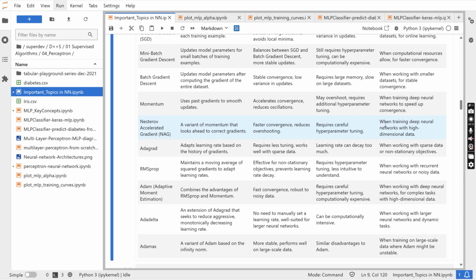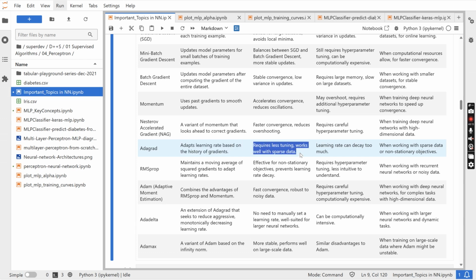Okay, next is, when training a deep neural network with high dimensional data, we can use NAG. Okay. So next is AdaGrad. AdaGrad has a learning parameter, the learning rate as we call it. This adapts the learning rate throughout the curvature of the function. Sometimes you need a quicker learning rate, sometimes a slower learning rate, so it adapts. How it does that, we'll see in the next deep learning class.